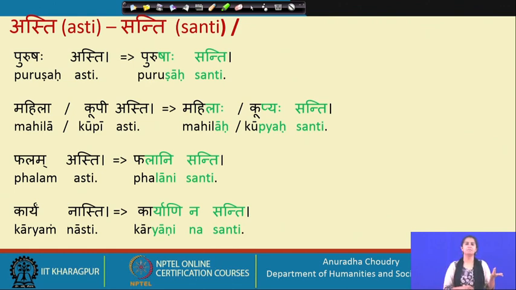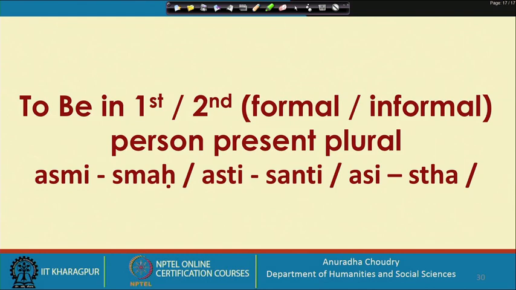So karyam or work, nasti, no work. Karyam nasti, there's not a lot of work. So karyani na santi. So the word na is added to indicate the negative. We have looked at the third person in the plural for the verb asti, which became santi. Now let's look at the first person, the second, formal and informal, and see what happens to the verb asti when we are conjugating it with these different persons.